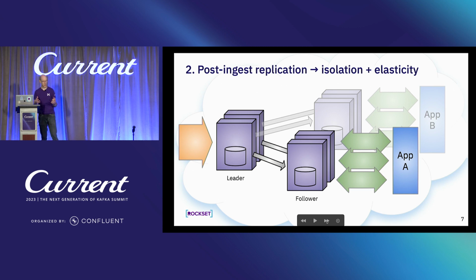Of course, there's no reason to only have one box on the right side here. What we really want is the ability to have isolation also between different applications or different workloads. This is what Rockset calls compute-compute separation, where we can separate out and isolate the compute for the ingest processing, and then also for one or more applications. And each of these clusters or units of shards can also be scaled vertically by adding more or fewer nodes. So this gives us a lot of elasticity.